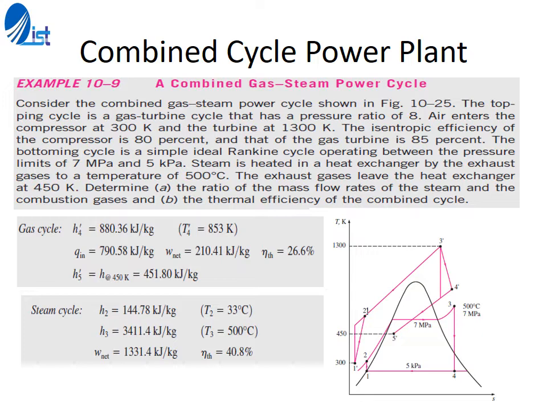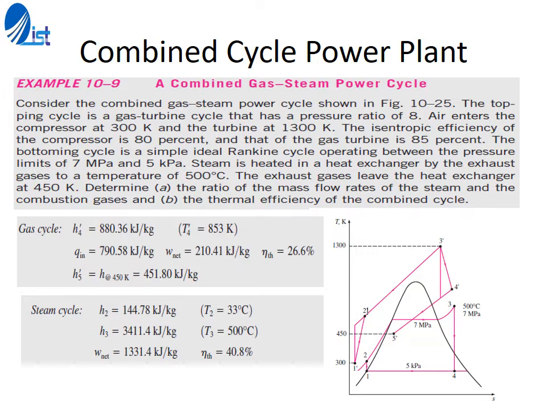Steam is heated in a heat exchanger by the exhaust gases to a temperature of 500 degrees centigrade. The exhaust gases leave the heat exchanger at 450 Kelvin. Determine A, the ratio of the mass flow rate of the steam and the combustion gas, and B, the thermal efficiency of the combined cycle. In this example, we will calculate two things. One is the ratio of the mass flow rate of the steam and the combustion gases, and second, the thermal efficiency of the combined cycle.